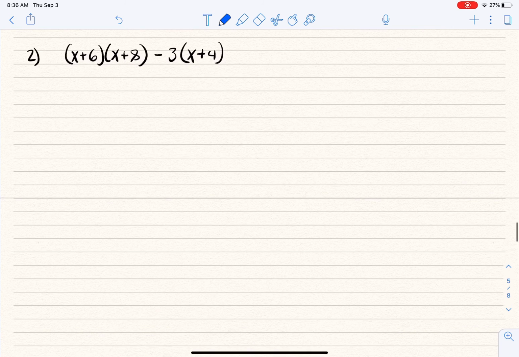Number 2. This is real simple. If you look, what did you have to do? Well, you had to distribute back here. You had to FOIL up here. And then you just had to deal with this minus sign in the middle and combine everything. So let's FOIL the first.